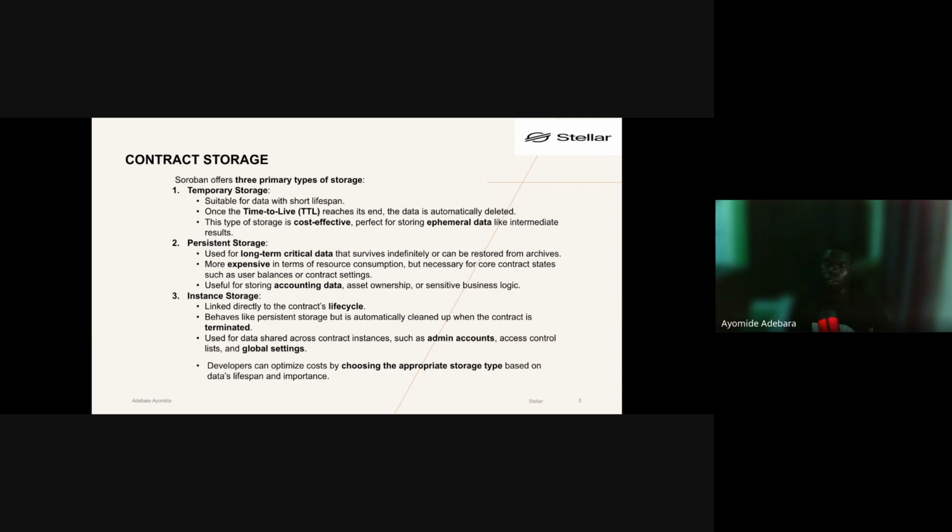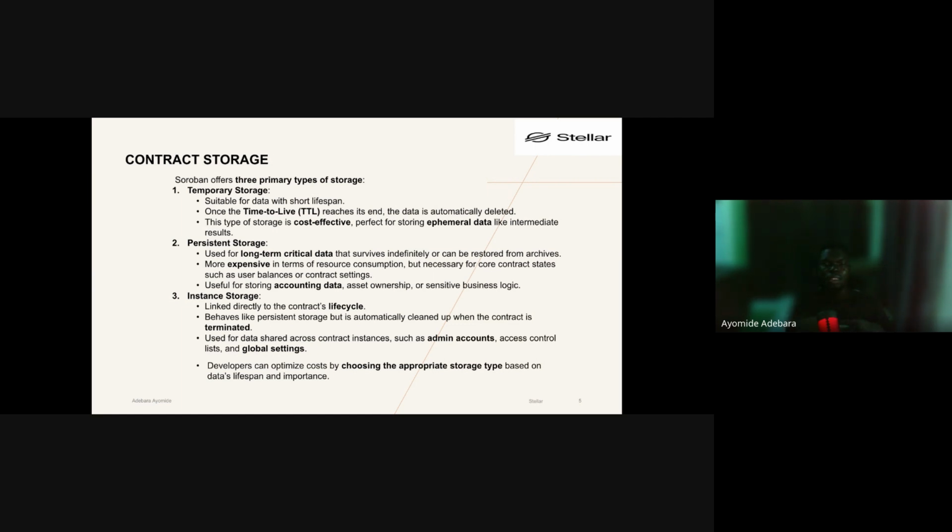And this kind of storage, since it is a temporary one, the cost is quite lower than that of the persistent storage. Now, just from the word persistent, the persistent storage is basically one that uses a longer time on the Stellar ledger. What does this mean?